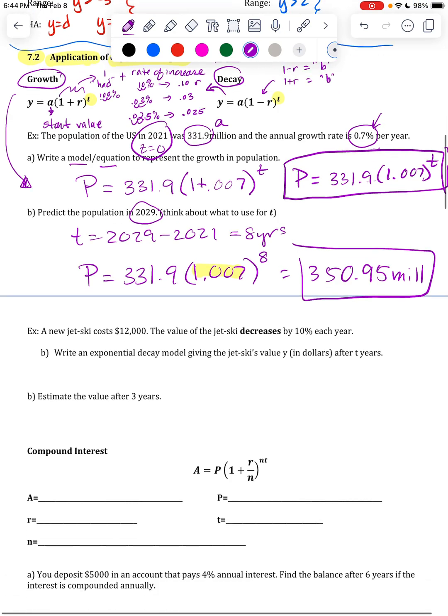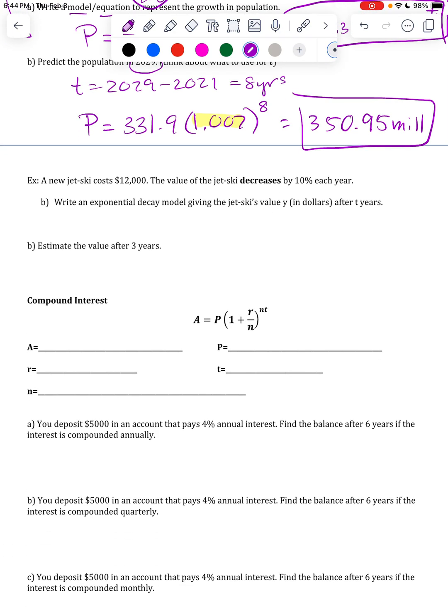Okay, so a new example. A new jet ski costs $12,000. That's the starting amount. It is decreasing in value by 10%. So if I move that decimal over, that's going to give me an R of 0.10. Write an exponential decay model of the value after T years.